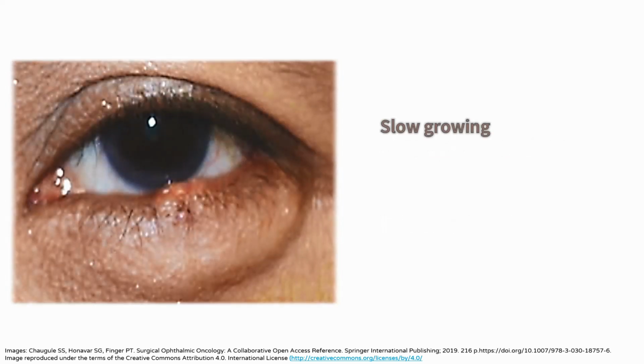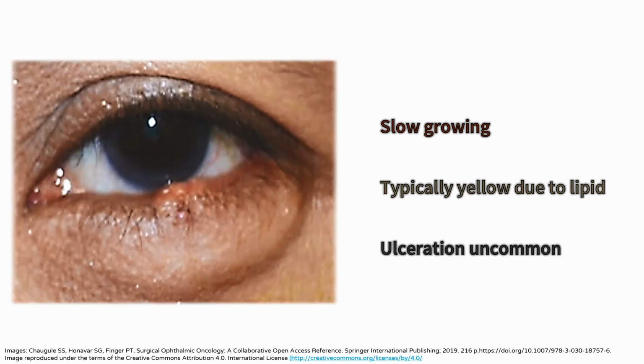The lesion is slow growing and typically yellow in appearance due to the presence of lipid. Ulceration is uncommon.